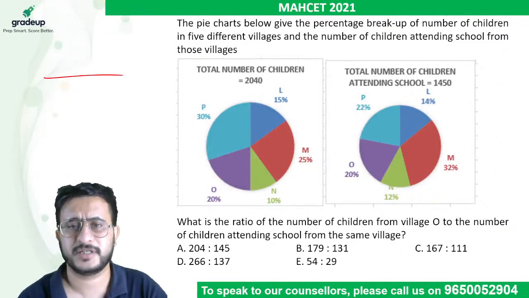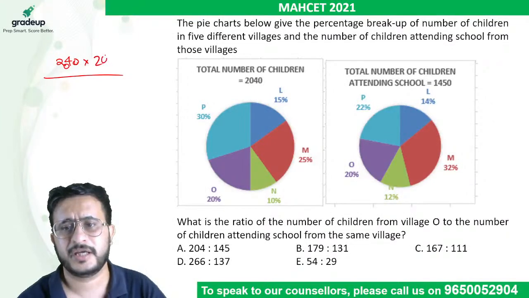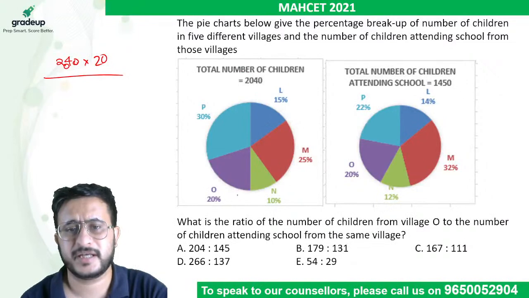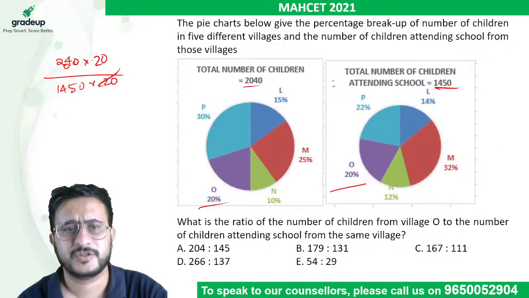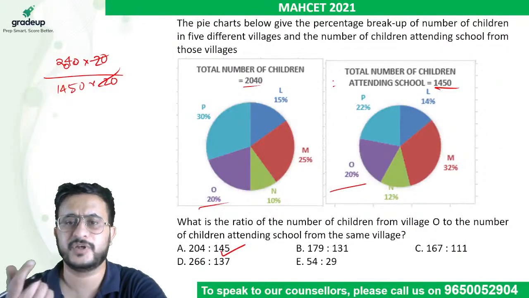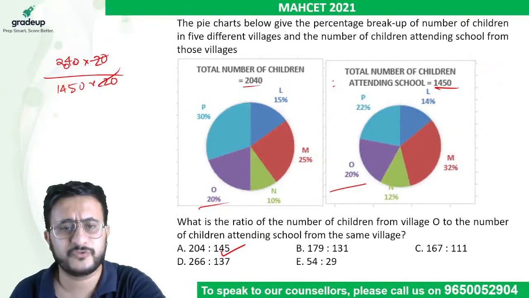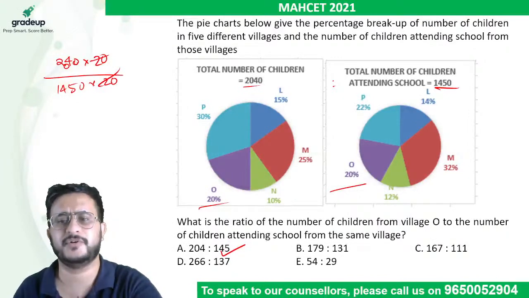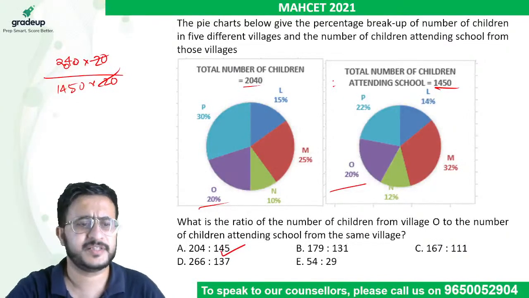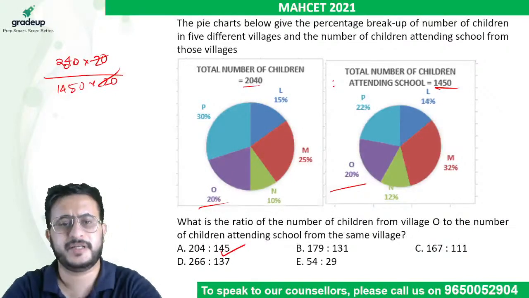So for O, how many students are there? 20% of 2040. And if I talk about the number of students attending school, that is also 20%. This is 20, this is 20, so that will become 2040 ratio 1450, because it is 20% of both. So that is 2040 by 1450. You do not have to even write anything. Just looking at the values, you can say that it is 204 ratio 145. That does not require any calculation. Isn't it a straightforward question? Very simple question. All right, let us do the next question.